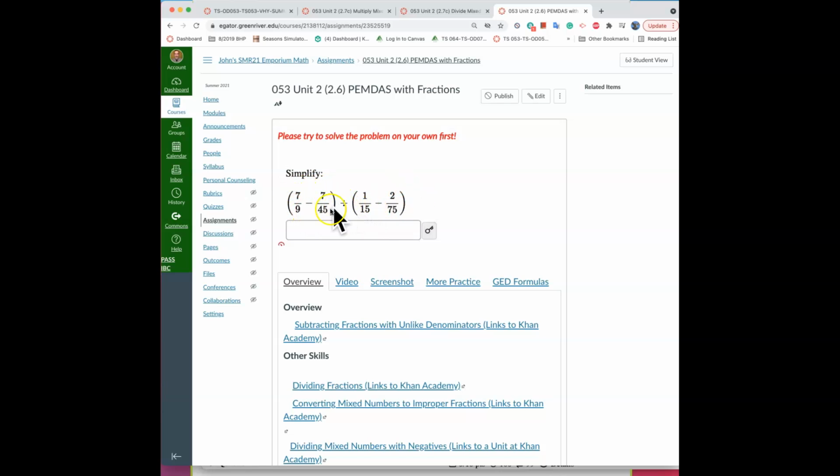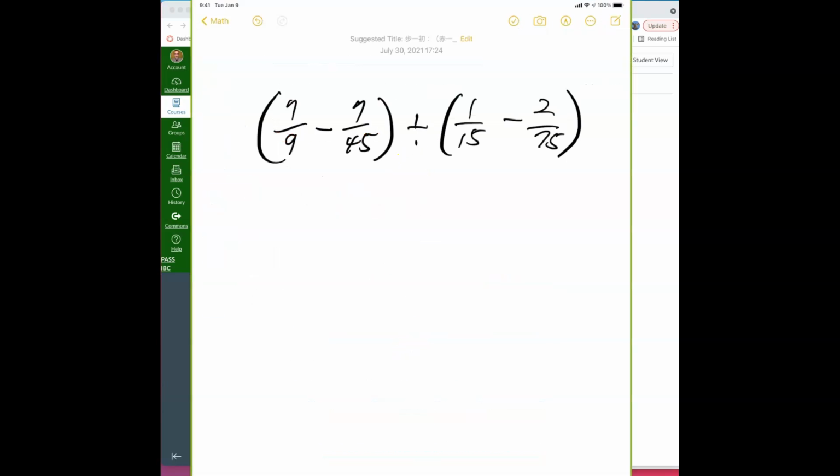Then we will divide the answers we get for each of these two. We'll divide those answers by each other. So we've got two fraction subtraction problems and then one division problem. So let's take a look at this on the tablet. We have 7/9 minus 7/45 divided by 1/15 minus 2/75.